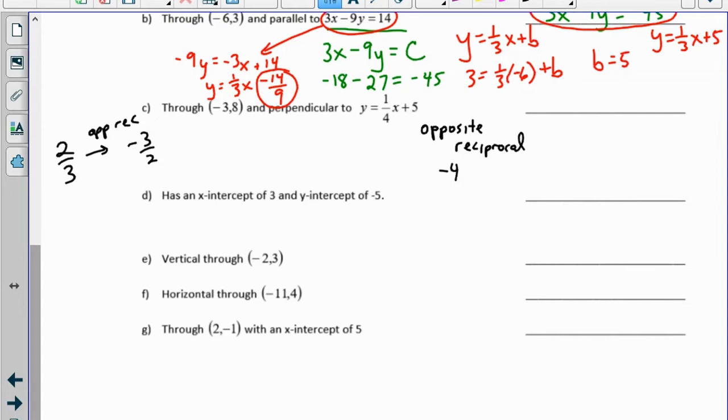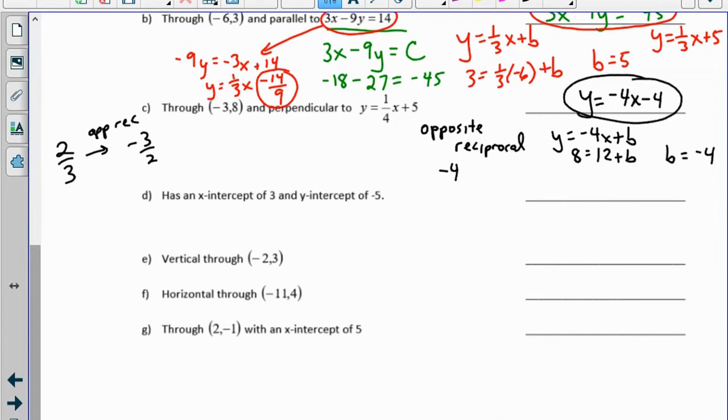So I'm going to have y equals negative 4x plus some y-intercept. I substitute in negative 3 and 8. So I have 8 equals 12 plus b, subtract 12, and I get b equals negative 4. So I end up with y equals negative 4x minus 4.